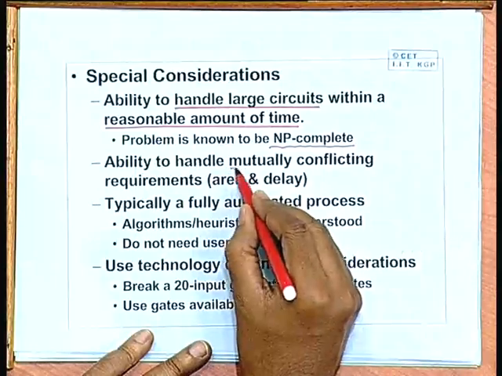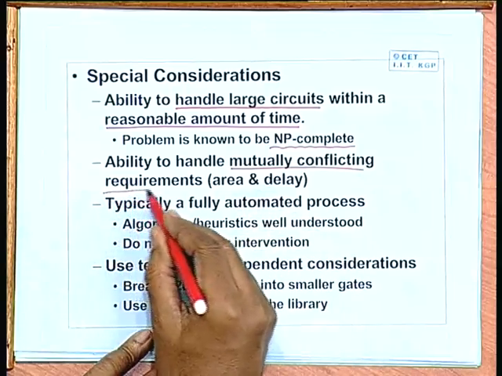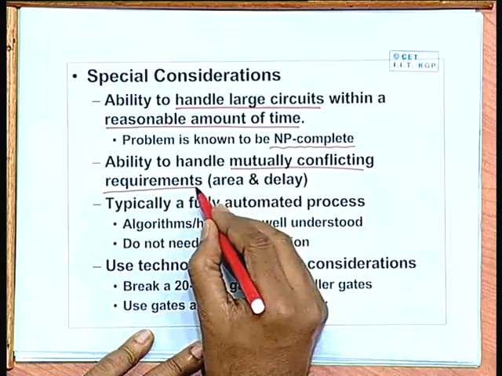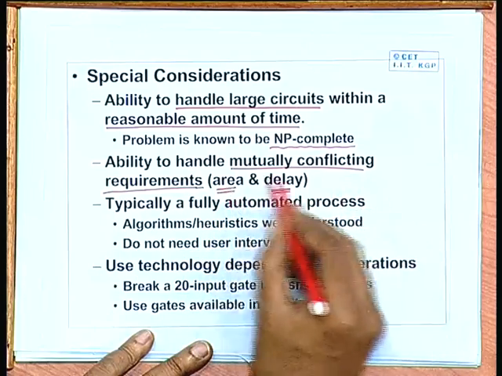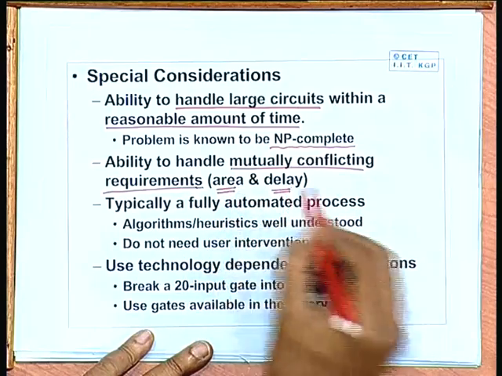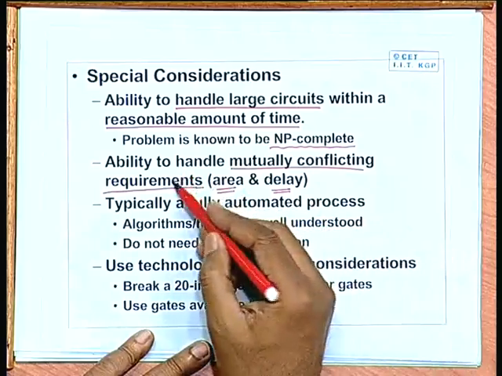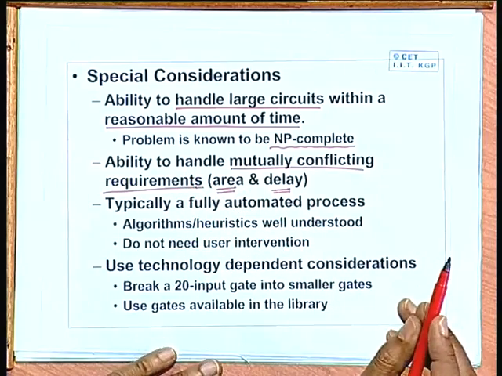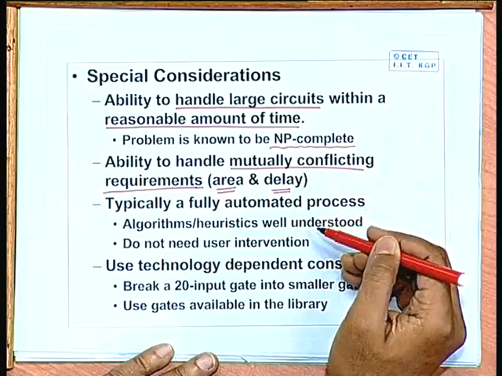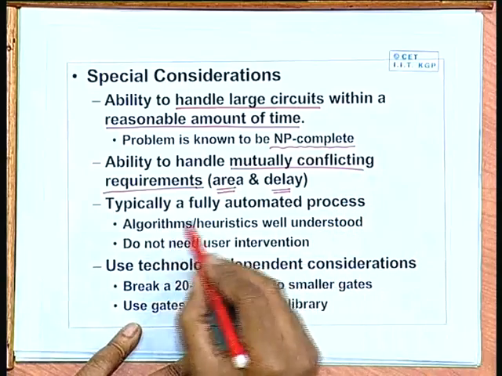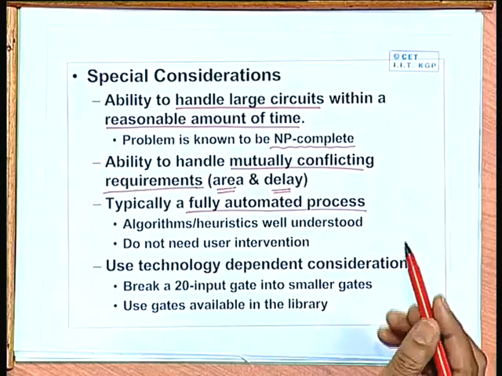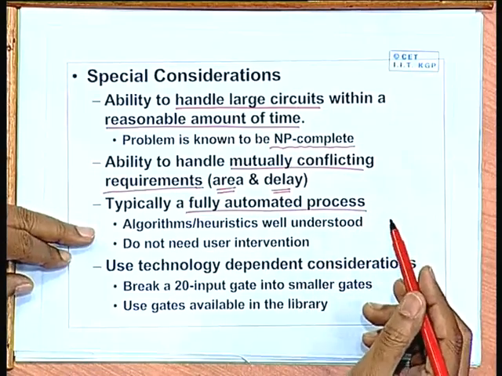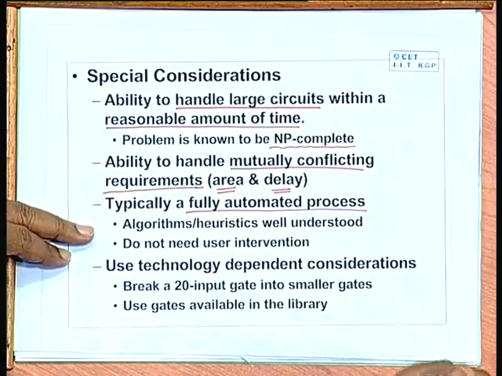Moreover, as we have just mentioned, we may have mutually conflicting requirements. Some designer may say that we want to concentrate both on reduction of area and delay, but these two may be mutually conflicting. So, how do you do this? This logic synthesis process is typically a fully automated process. This is a well understood, well studied process, and we do not require any user intervention in between.